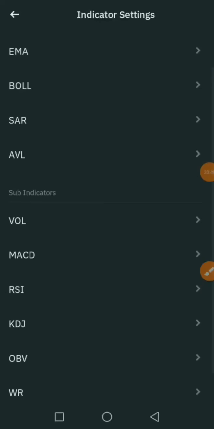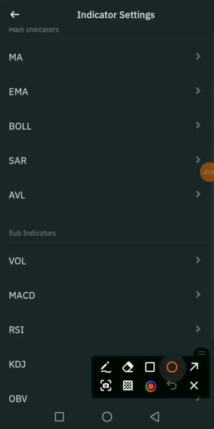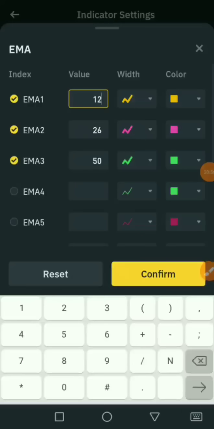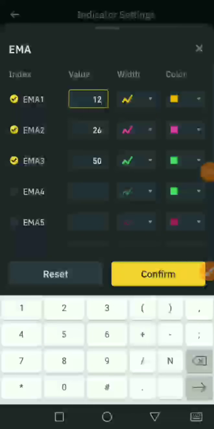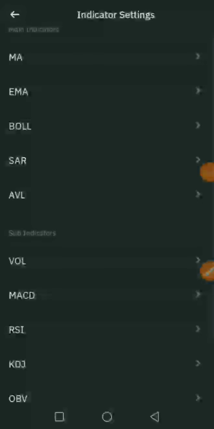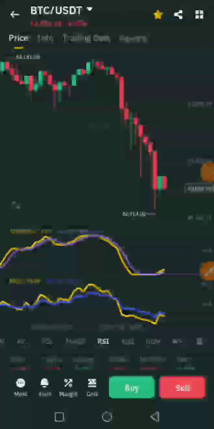Then you have to go to your EMA. I'm going to show you the EMA, and I'm going to tell you why we have to use it. The EMA should be toggled on, and it should be set. Look at the EMA over here. There's a setting you have to put on your EMA like this. EMA1 should be 12, EMA2 should be 26, and EMA3 should be 50, just like this. After these settings, you click on confirm and you go back to your interface like this. So this is it, guys.